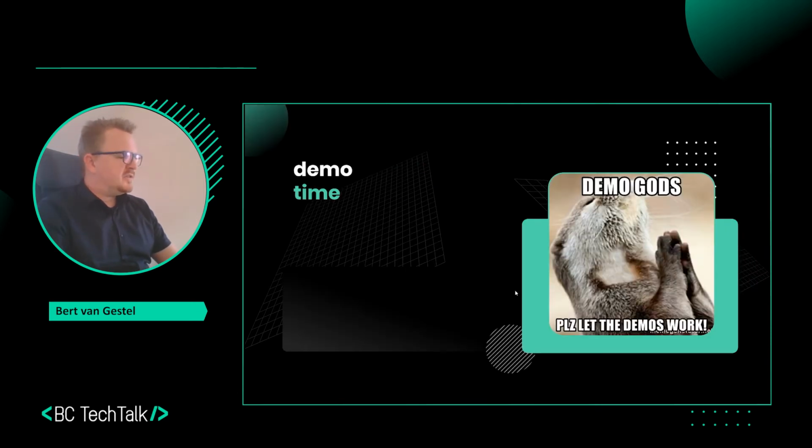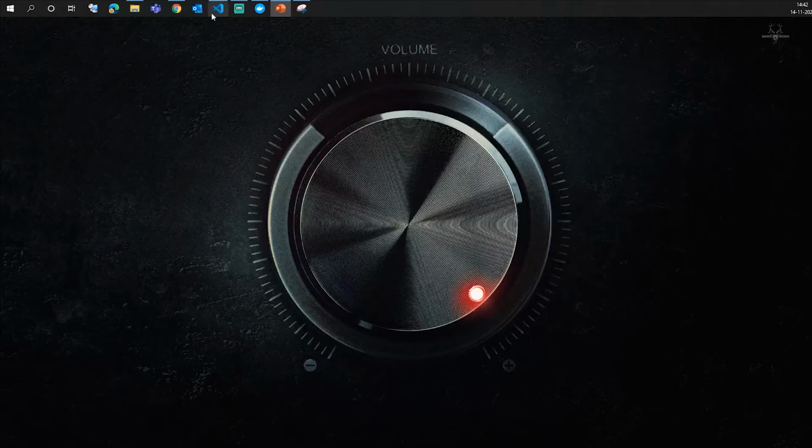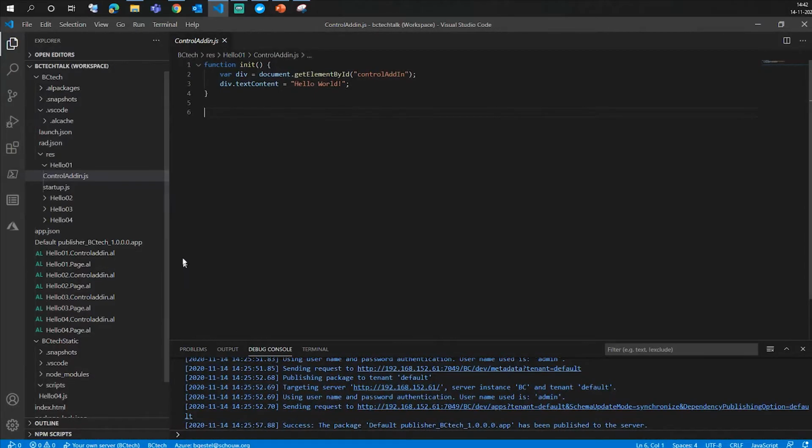Then we can just jump into the demos rather quickly, because we have a lot of them. For the demos, we're going into Visual Studio Code, and my first demo is a simple hello world. What do you need for that? It's a simple JavaScript function. We're going to get an element inside of our web client, and that element is called control add-in. Microsoft has put it there for us, and we're going to replace it with the text hello world. So this is basically the JavaScript.